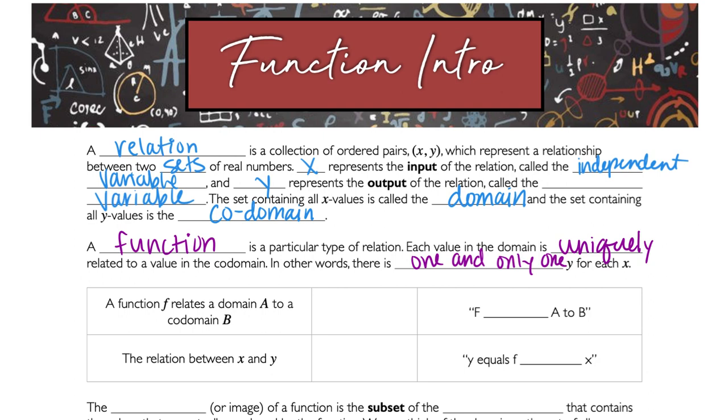It's a little bit of notation. If F is the name of the function and you have a domain of A and a codomain of B, you say F maps A to B. And then if you want to talk about the relation between X and Y, you say Y is F of X. That doesn't mean F times X, it means of.